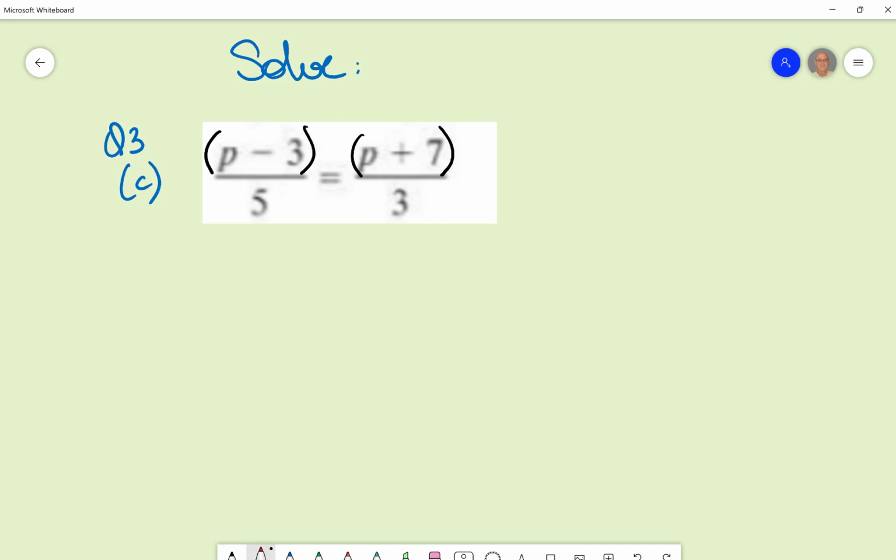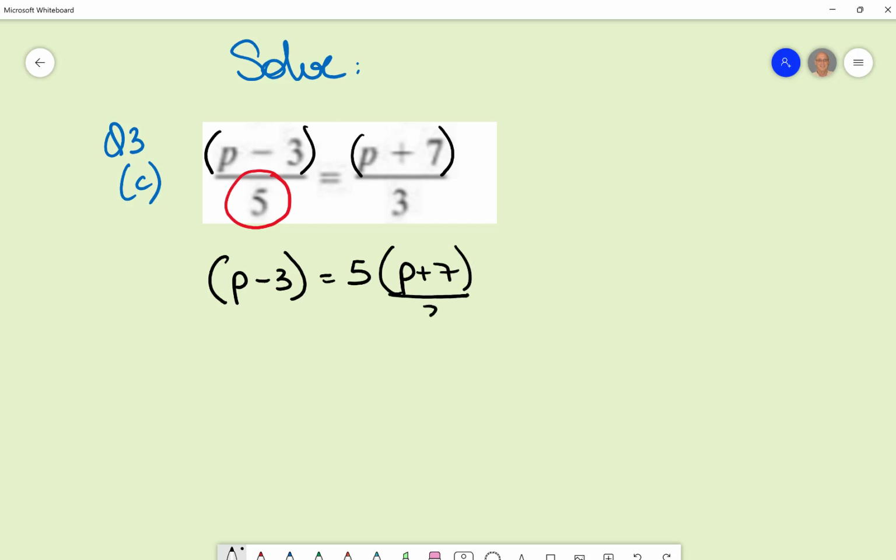The first target I'm going to have is, this is p minus 3, all of p minus 3 divided by 5. So what's going on in my head, I'm thinking, right, I want to take that across to the right-hand side using my inverse operations. So my next line would look like 5 times p plus 7, all over 3. That's divide by 5 on the left-hand side, multiply by 5 on the right-hand side. Step 1. Step 2 is almost a repeat.